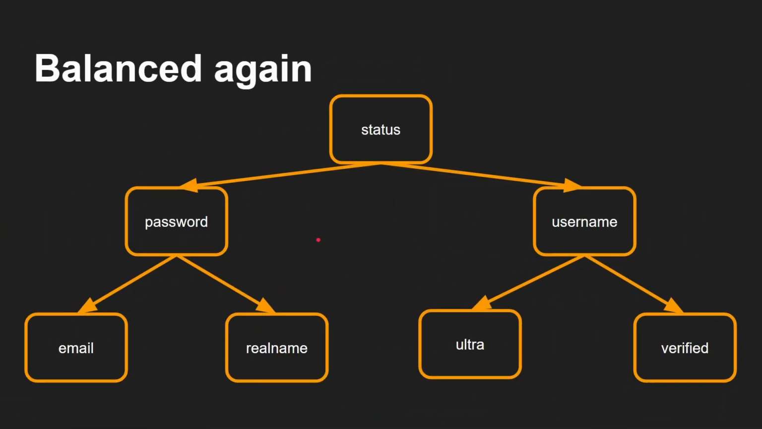So in fact, this is the picture of the tree once you've balanced it, with 3 nodes on each side. Status is now the root, and again, if we were looking for ultra, we would go status. Well, U comes afterwards, go to username. UL comes before US, so we go to the left there. And now the tree is in a perfectly balanced form, which means that if we're looking for any word, we know we can get there in a short number of hops.